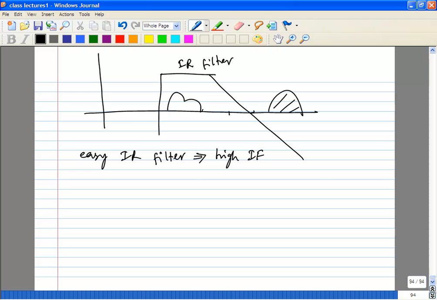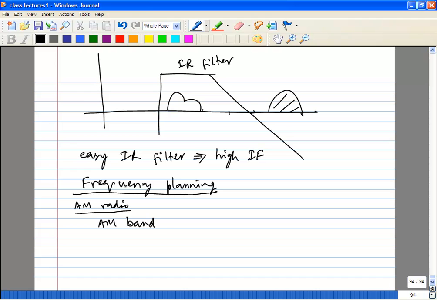Okay, so let's do a sample frequency plan, right? So we need to do some kind of special frequency planning. You need to be very careful with the frequencies you choose. So let's do a sample frequency plan. Let's take the case of AM radio. The AM band happens to be 530 kilohertz to 1610 kilohertz.